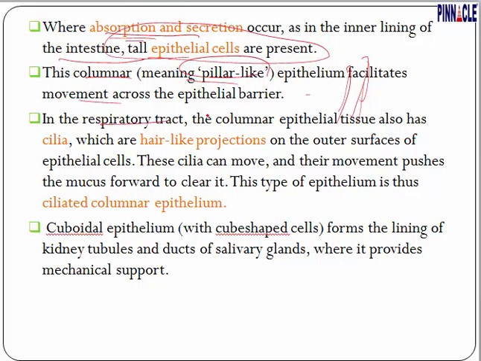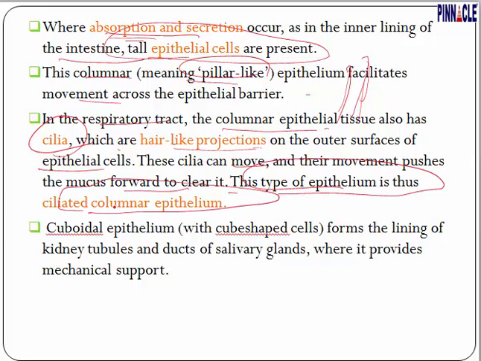In the respiratory tract, the columnar epithelial tissue also has cilia, which are hair-like projections on the outer surface of the epithelium. These cilia can move, and their movement pushes the mucus forward to clear it. This type of epithelium is thus ciliated columnar epithelium. The cilia are just an extended part of this layer of cells.